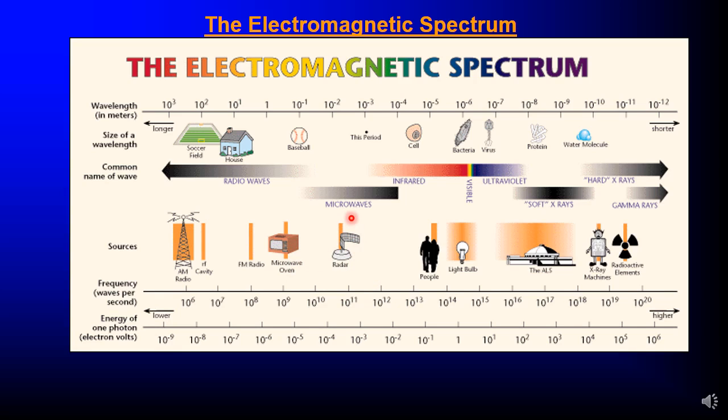Microwaves also are used for radar. Then of course we know that infrared is much used by human beings, the infrared region. And then we have the visible, where we use light bulbs and many more.